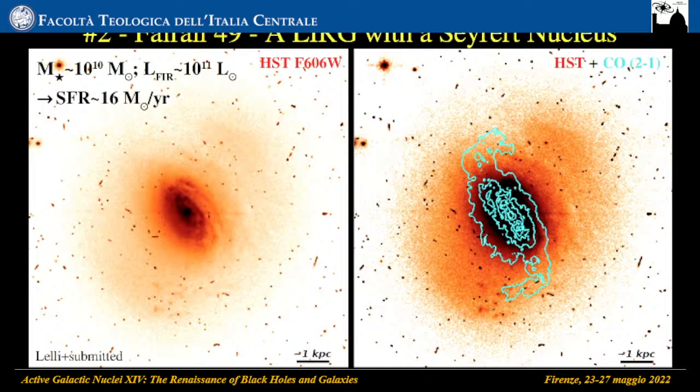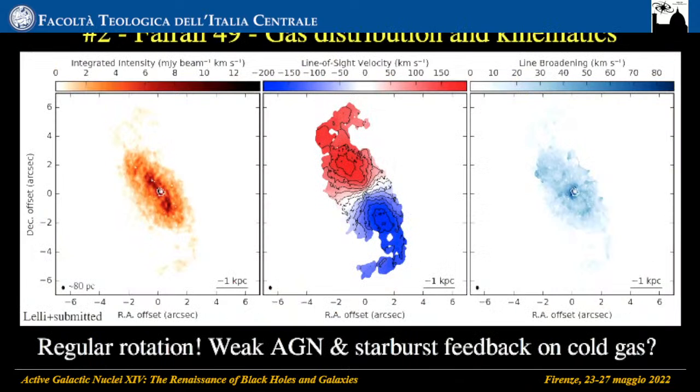So let's look more closely at the molecular gas. There are these two outer tails or spider arms. We cannot really tell what they are. But remarkably, the gas kinematics is extremely regular in the inner parts. So this is very surprising to me, because this object has a very bright AGN and a starburst, but essentially the cold gas doesn't care.